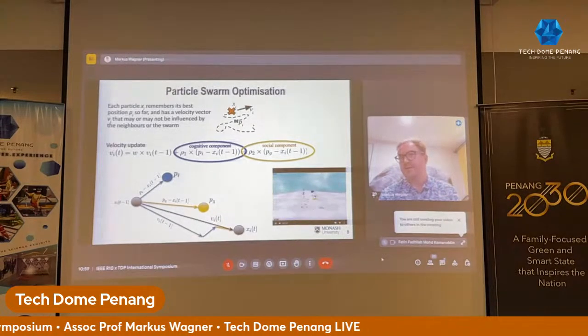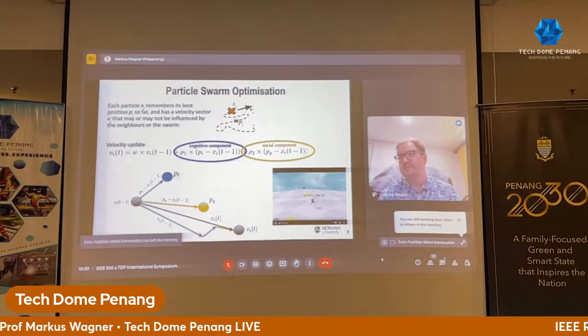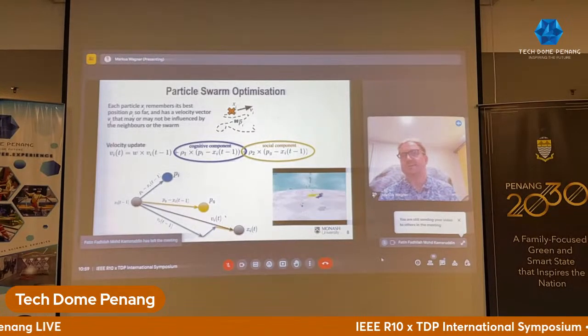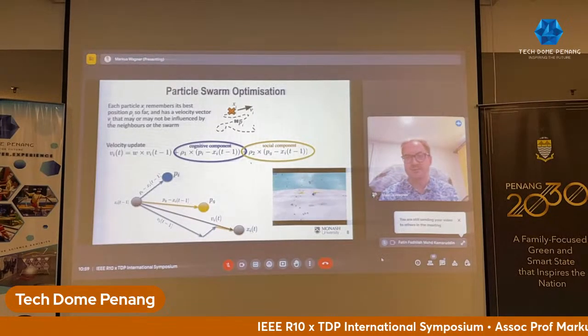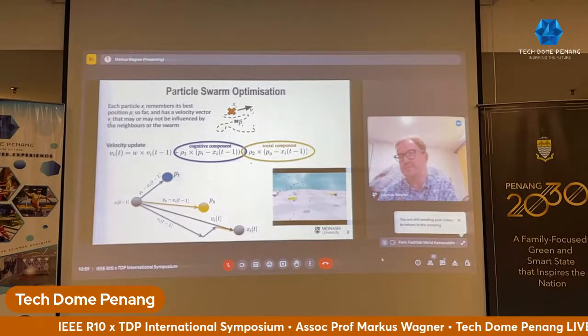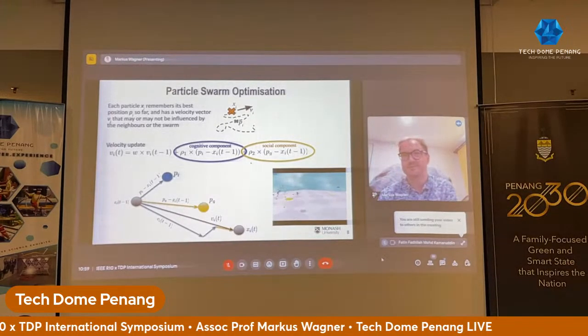What's happening here is that they all know how close they are to the food source, they all know how close the closest one was, and this then helps the particles to get closer and closer, find better solutions, get closer to the food source, and then consume the food source, of course.